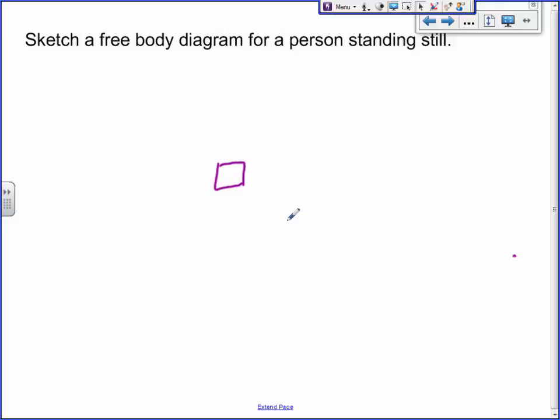Okay, so this is a person standing still. What sort of forces are acting on the person standing still? Yeah, that's the big one, gravity. So we would draw a line pointing downwards, and usually we write something like this, F with a small g, indicating this is the force due to gravity.